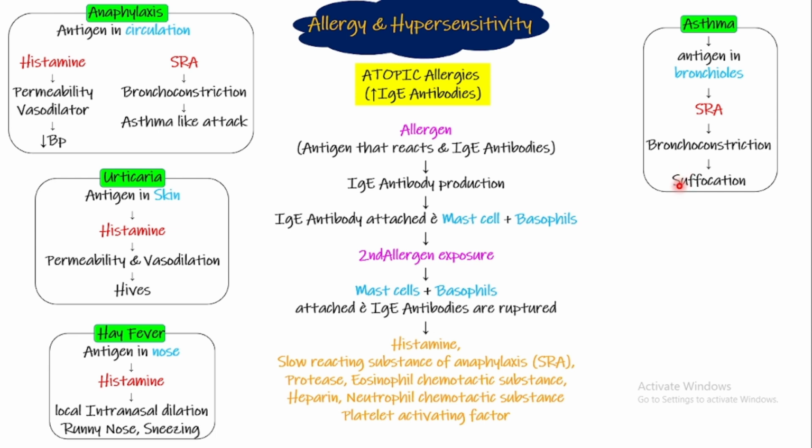So in anaphylaxis, there are two things which are released: histamine and slow reacting substance of anaphylaxis. In asthma, only slow reacting substance of anaphylaxis is released. That's why in asthma there is bronchoconstriction. And there is no histamine released in asthma. That's why there is no runny nose in asthma. Okay? Then in urticaria and hay fever, there is histamine in the skin and the nose, causing hives and runny nose.